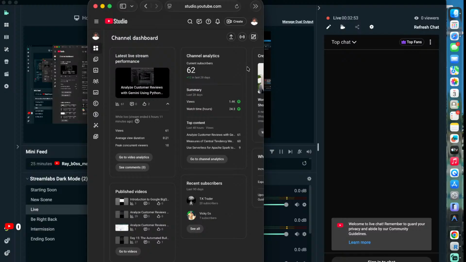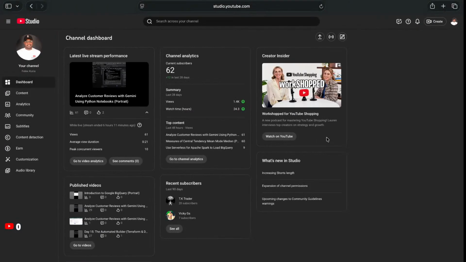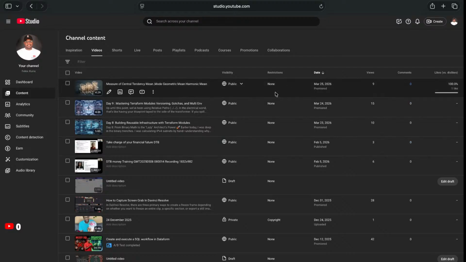So we want to calculate mode. These calculations, they are very hard, but once you grasp them, it's very easy.